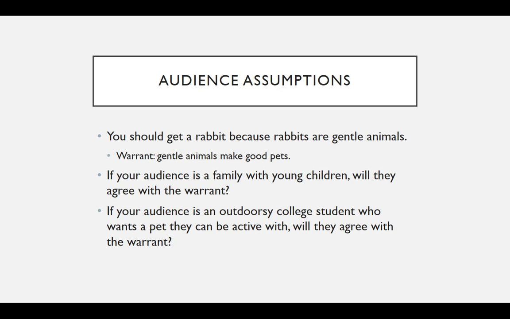Now, if your audience is an outdoorsy college student who wants a pet that they can be active with, take on hikes, will they agree that a gentle animal will be the best pet? Probably not. They'll probably say an active animal will make the best pet. They won't want a rabbit. And so telling them they should get a rabbit because rabbits are gentle won't convince them at all. So you always want to make sure that your assumption lines up with your audience.